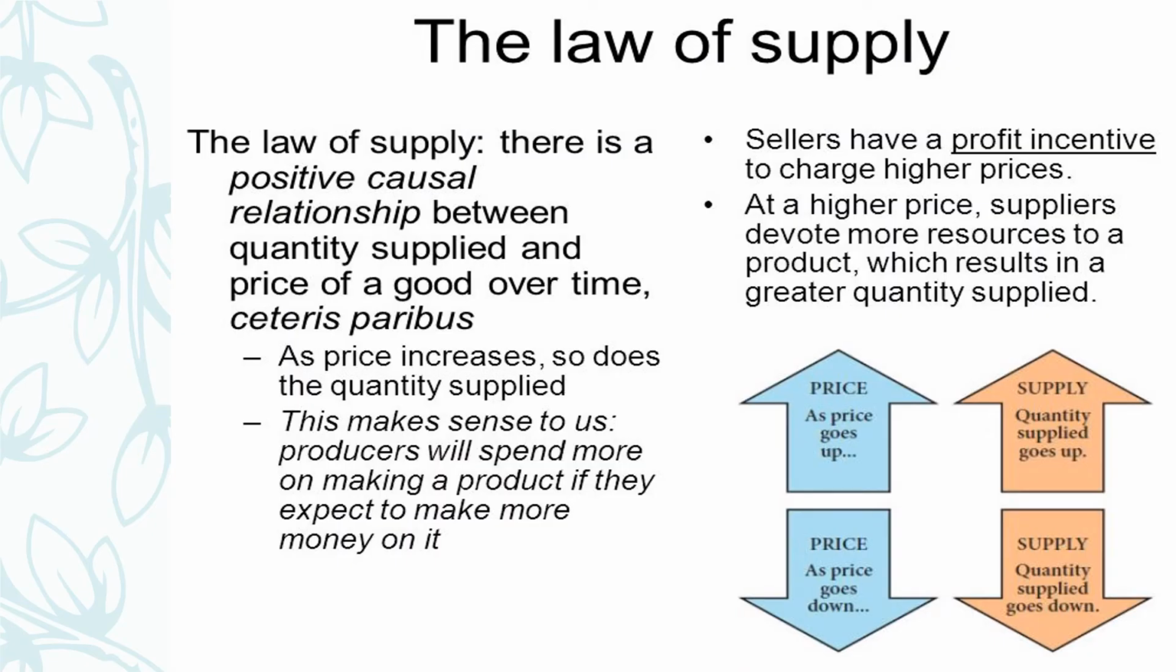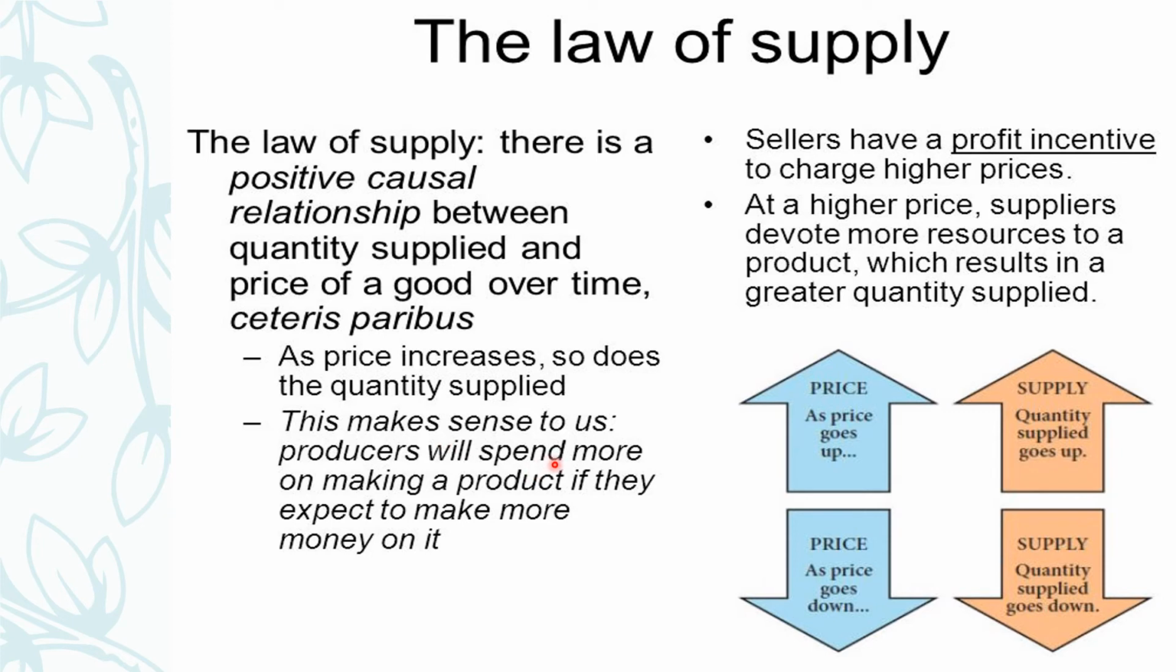In the law of supply, we see a causal relationship between quantity supplied and price of a good over time, ceteris paribus, which means other things remaining constant. As price increases, so does quantity supplied. This makes sense to us.